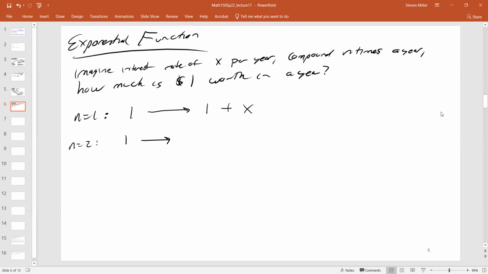So first, after half a year, they give you half the interest. So they would give you X over 2. So we go to 1 plus X over 2. And now we have 1 plus X over 2, and we get X halves interest on that. So I could write it as how much we had, 1 plus X over 2, plus 1 plus X over 2 times the interest, which is X halves. Right? The amount you had, the 1 plus X over 2, well, this is the same as just 1 plus X over 2 squared.